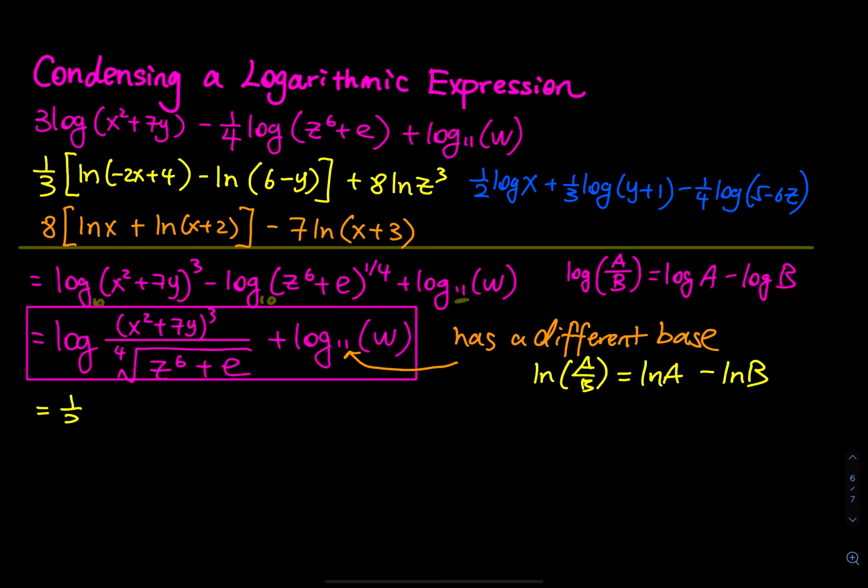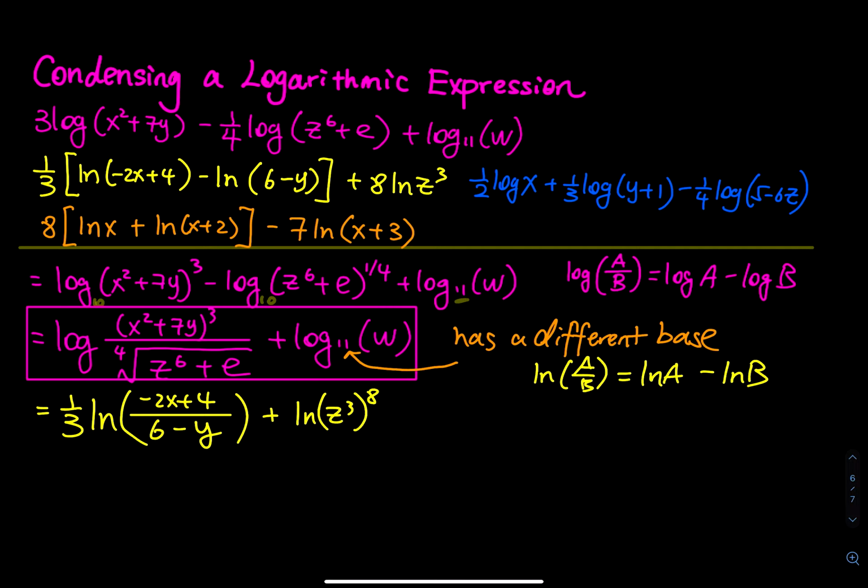So we can do a 1/3, and then the square bracket becomes ln, the top, which is minus 2x plus 4. The bottom is 6 minus y. All right, and then plus 8 times z to the 3rd power. We can bring this up. We can do a ln of z to the 3rd power, and then we raise the whole thing to the 8th power. And then the 1/3, we can put it up.